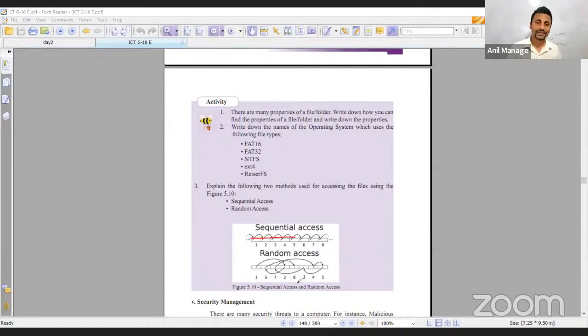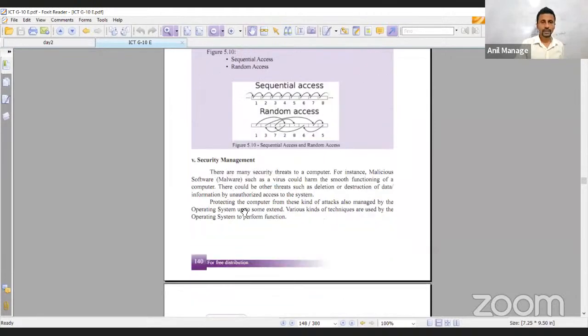When your file is accessed randomly, for example with random access RAM, or a CD, you can access any song you wish without listening to the others. That is called random access. So there are two types of file access methods: sequential and random.